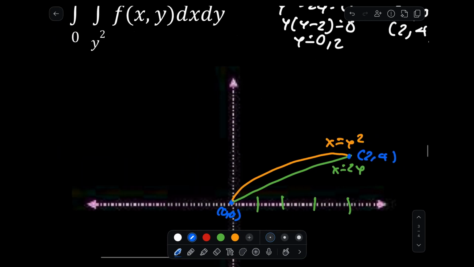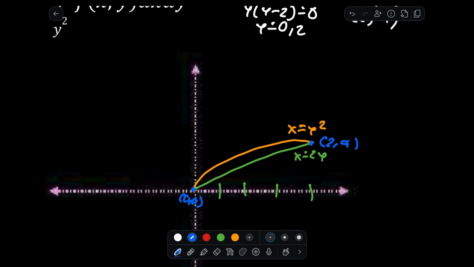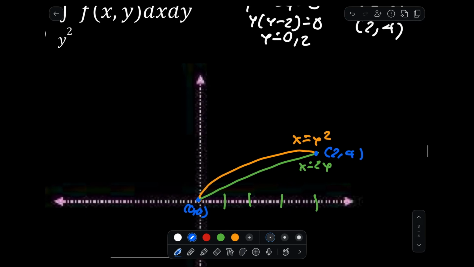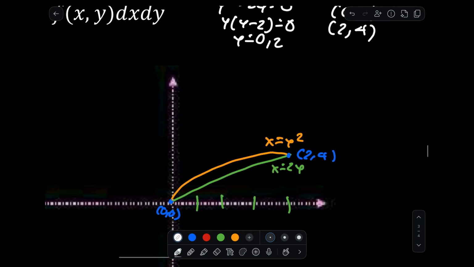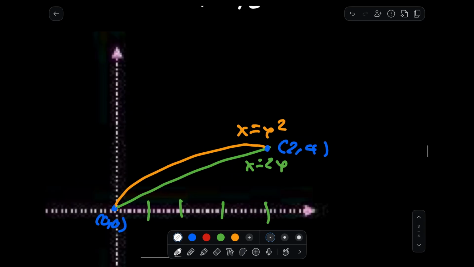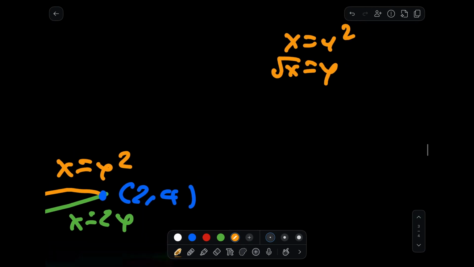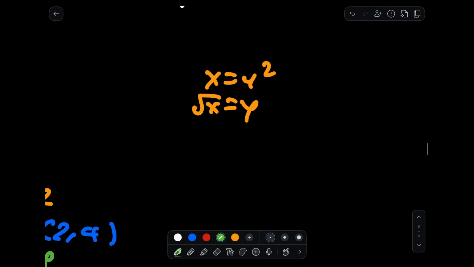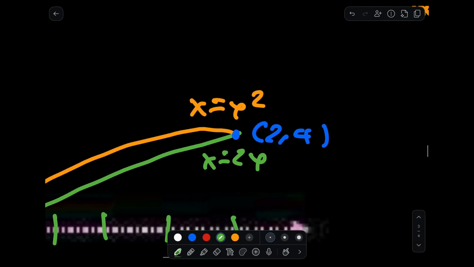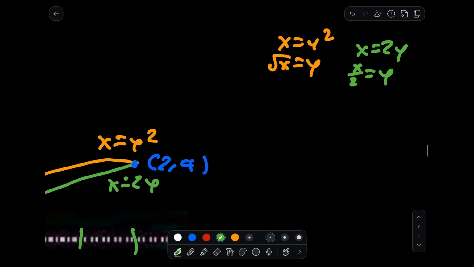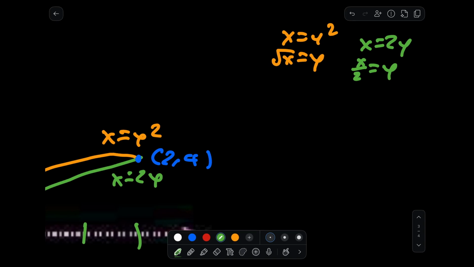Perfect. And now we know what we can do for our order of integration, right? If we want to go from dx dy to dy dx, so we're flipping the order, we have to change the function in terms of x into a function in terms of y. For this first one, it'll be pretty straightforward: we're just going to take the square root. So x equals y squared becomes square root of x equals y, which is a familiar function. And for our green function, x equals 2y, we have x over 2 equals y. Perfect. Now we can use our new functions, changing which variable is independent and which is dependent.